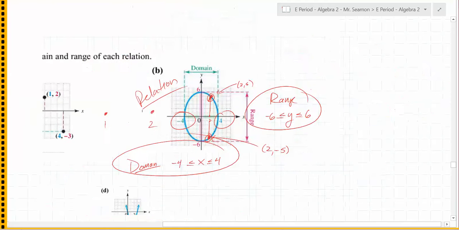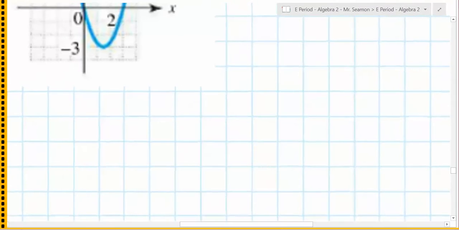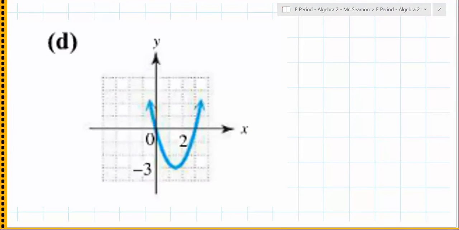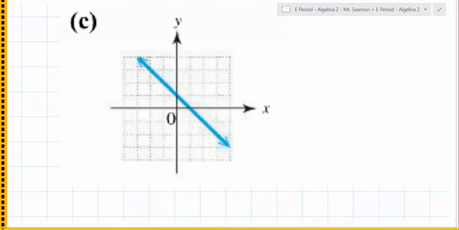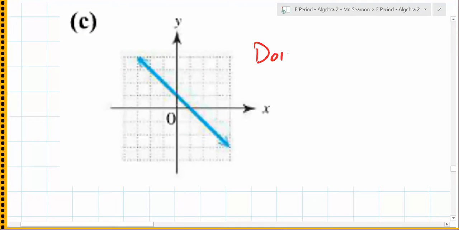So visually, how can you determine domain and range? You think about those shadows. Let's do this one right here. That's a line. It is a function. Anybody want to guess what the domain of this thing is? Anybody? What's the domain?